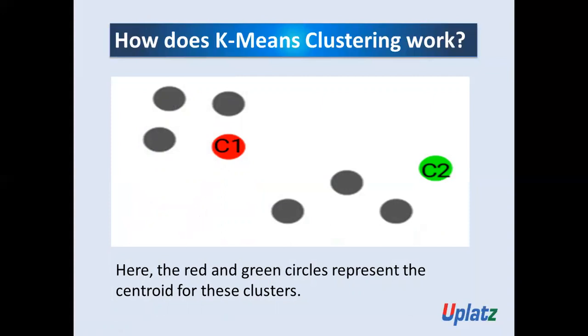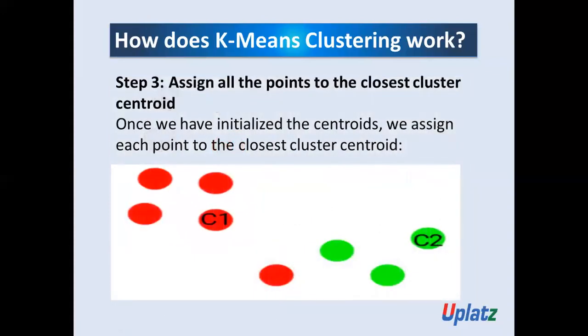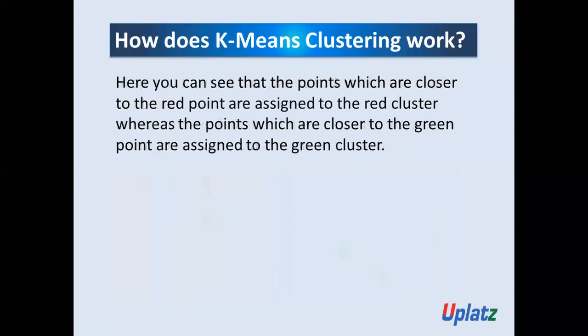After that, we need to assign all the points to the closest cluster centroid. Once we have initialized the centroids, we assign each point to the closest or nearest cluster centroid. So in this image you can see that the points which are closer to the red points are assigned to the red cluster, whereas the points which are closer to the green point are assigned to the green cluster, right? Is it correct?